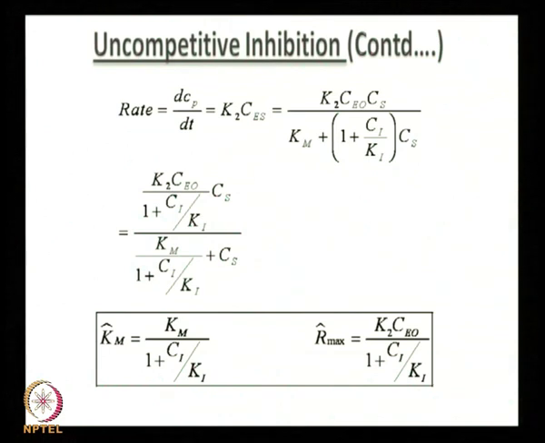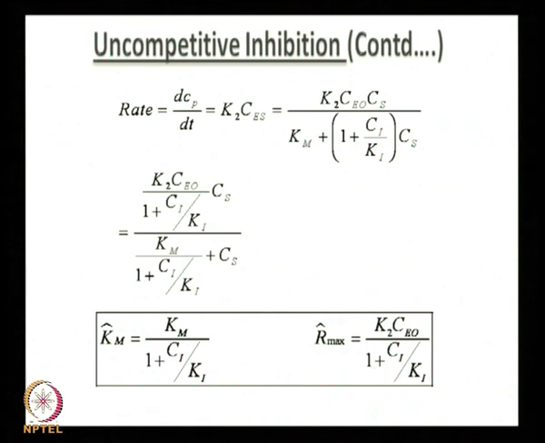Both Km hat and R max hat have changed, but what is interesting about them? Increase the CI. Not so complicated. Just look at these two quickly and tell me these two numbers. So as compared to, say, without inhibition. I'm giving you a hint here. In the absence of inhibition and in the presence of inhibition.